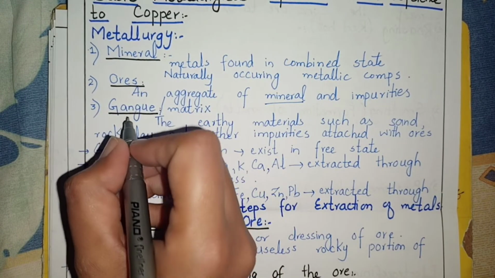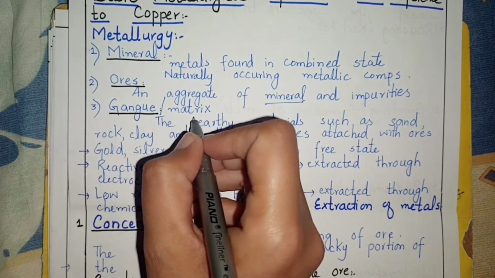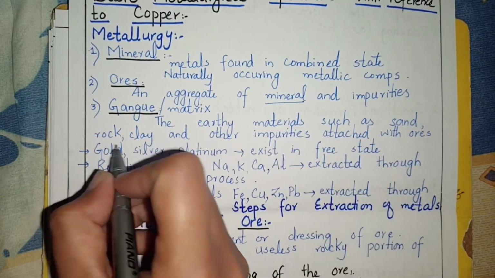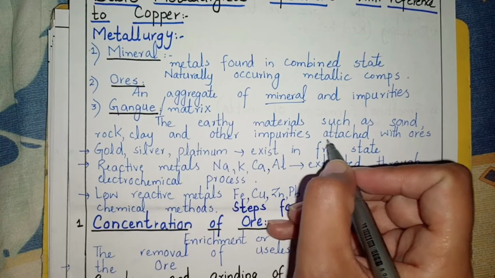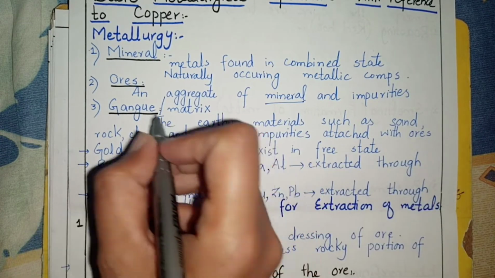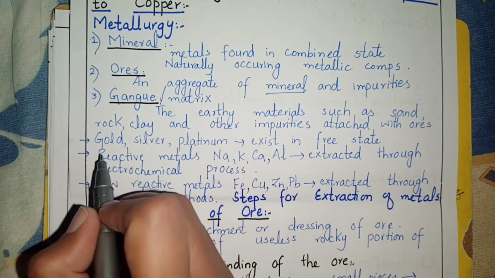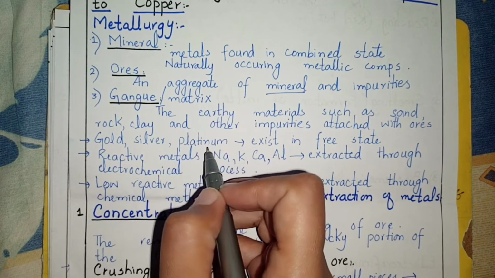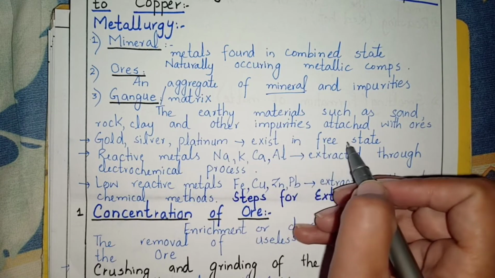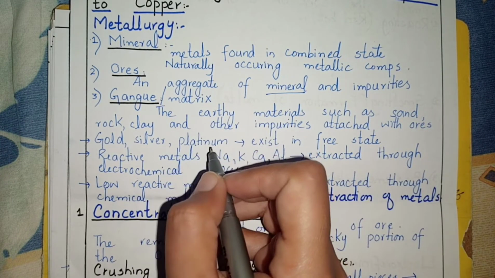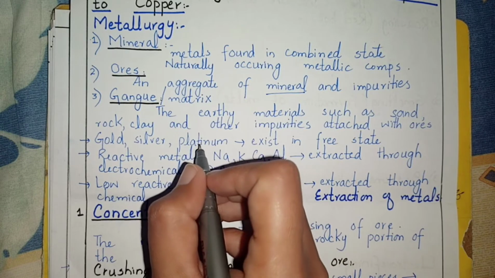Now what is gangue? Gangue is also called as matrix. Some earthy materials such as sand, rock, clay and other impurities attached with ores is called gangue. Occurrence of metals. Gold, silver, platinum, they exist in free state and they are unreactive metals. They are not affected by air and water.